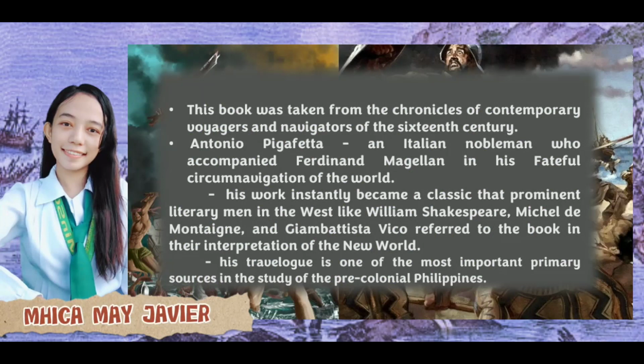This book was taken from the chronicles of contemporary voyagers and navigators of the 16th century. Antonio Pigafetta was an Italian nobleman who accompanied Ferdinand Magellan in his fateful circumnavigation of the world. His work instantly became a classic that prominent literary men in the West like William Shakespeare, Michel de Montaigne, and Giambattista Vico referred to in their interpretation of the New World. His travelogue is one of the most important primary sources in the study of the pre-colonial Philippines.